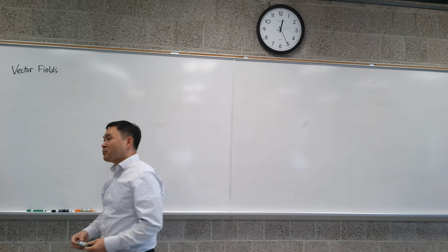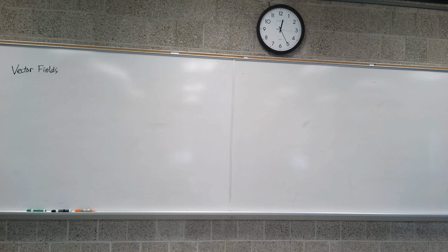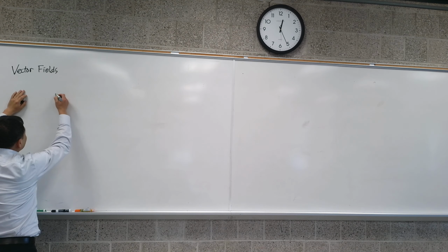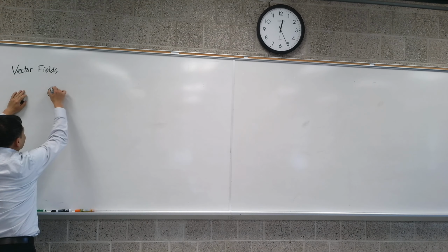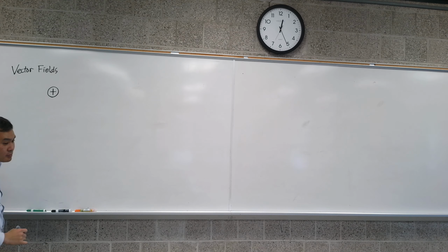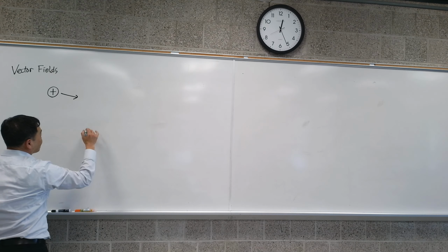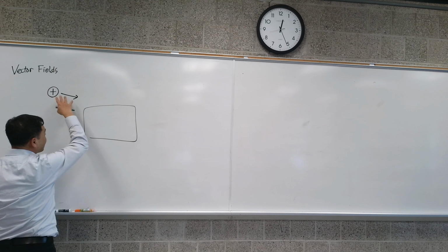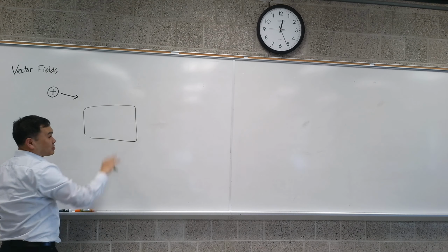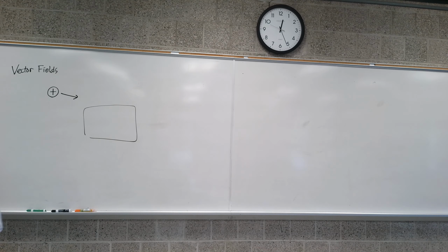So when you get to this, to really understand what's going on in physics 2 or electromagnetics, you need to have the concept of vector fields. So what's a vector field? Let's think about something like this. If you have a charged particle and it's shot into some space, and there's some electric voltage going on in there, which would create an electric field.